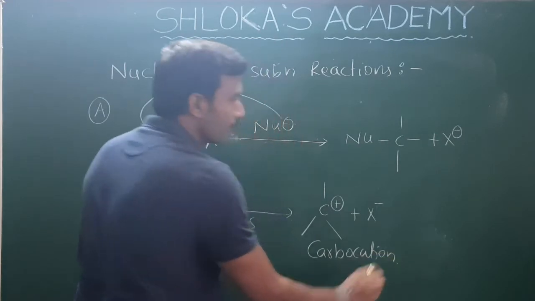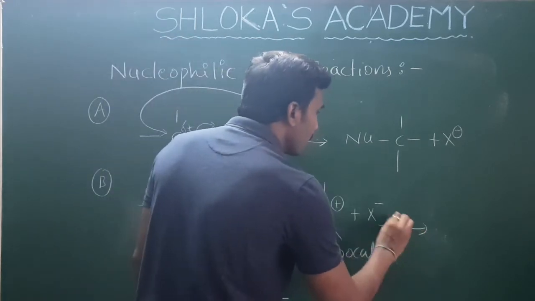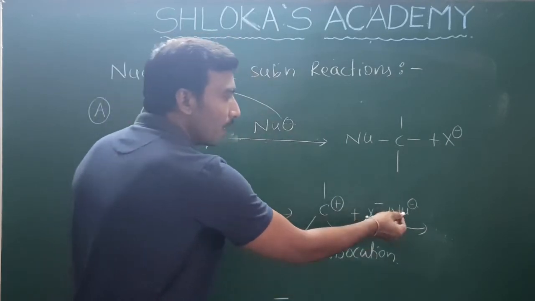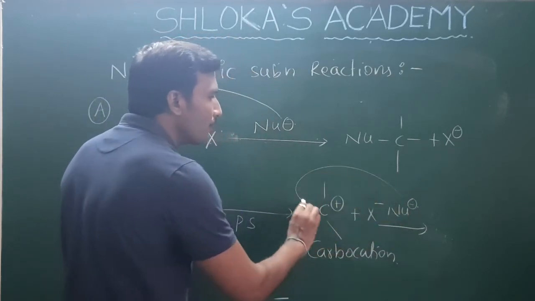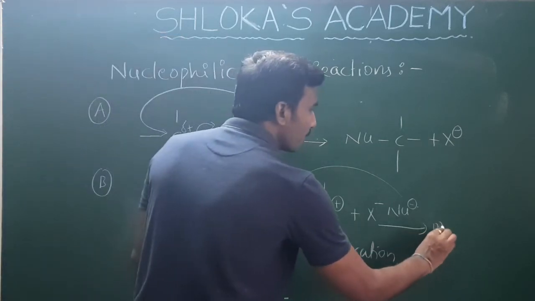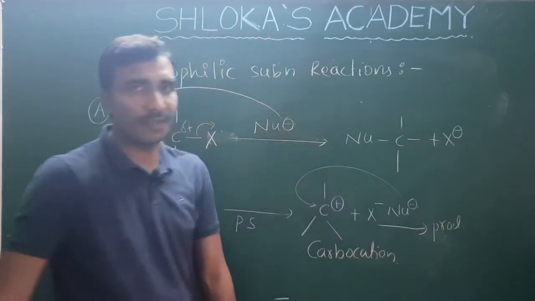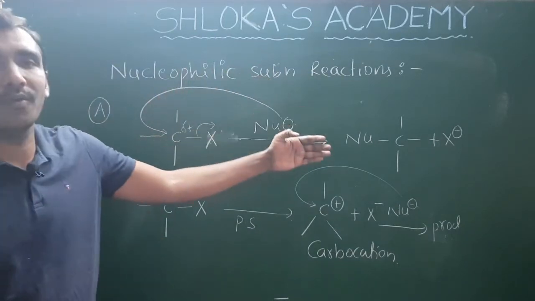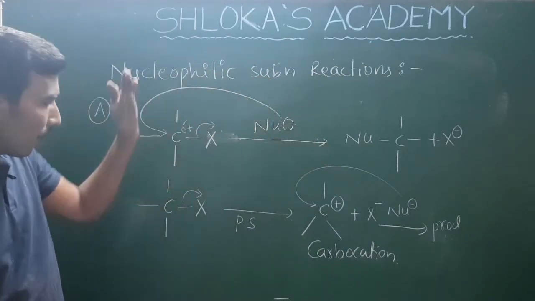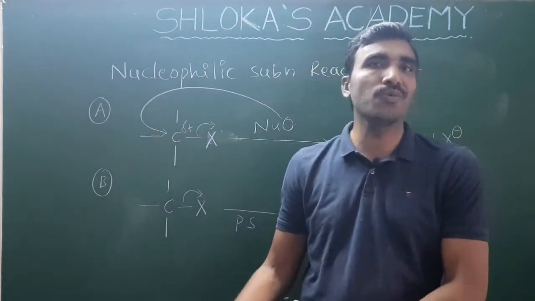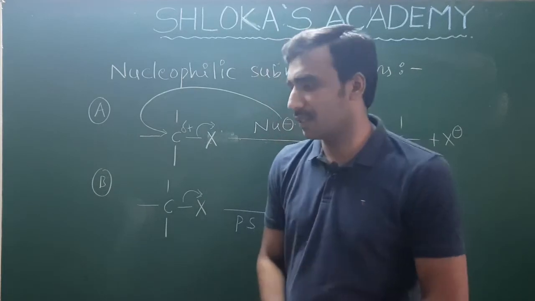and halide. In the second step, the nucleophile, which is electron rich, obviously approaches the electron deficient carbon, and that will give us the product. This is the second type of mechanism. Based on these mechanisms, we can say that one is bimolecular nucleophilic substitution and one is unimolecular nucleophilic substitution. As we know, SN2 and SN1 are very famous.